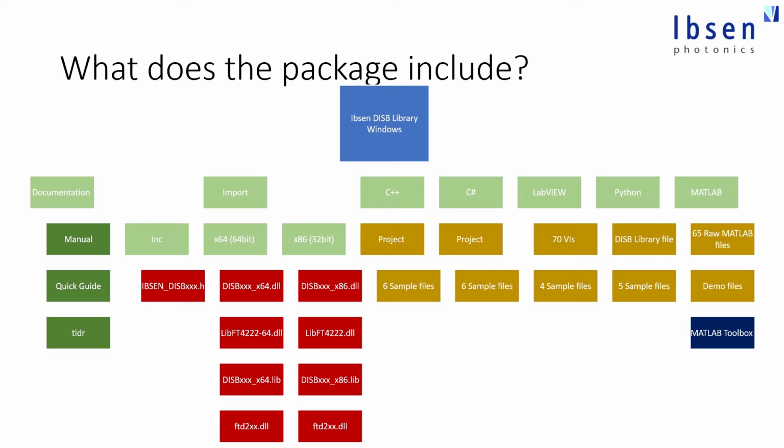Python has basically the same coding samples as C++ and C#, with the exception of the examples of how to display data, as it's anticipated that most people would use packages included in the Python environment anyway. MATLAB is a bit of the same story. Basically all functions of the DISB library are built in there, with the exception of functions to display spectral data, as it's again anticipated people would use functions that are included in the MATLAB environment.